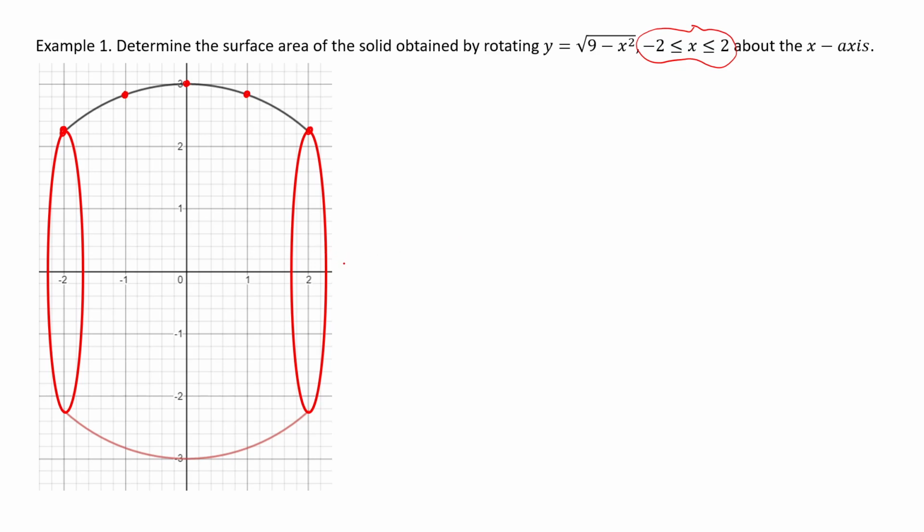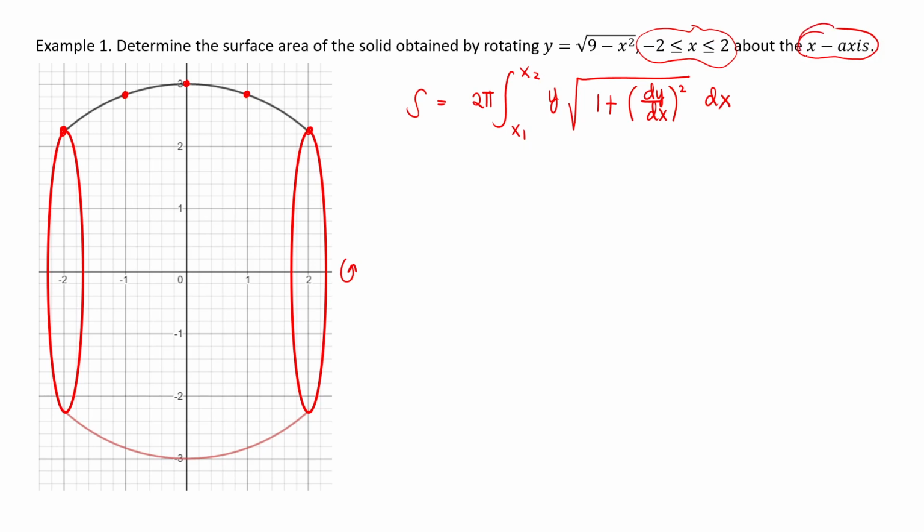It's rotated about the x-axis, so our radius should be in the y direction. So if it's rotated about the x-axis, automatically write the formula 2 pi integral from x1 to x2. You can use this formula even without understanding why this formula is the one to use. Basta if it's rotated about the x-axis, this is the formula. Automatic.